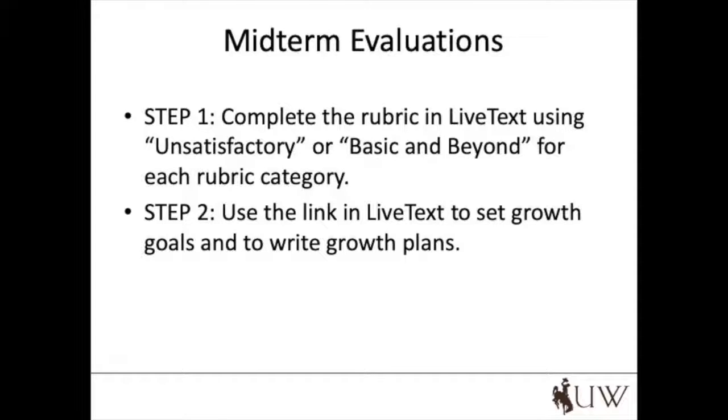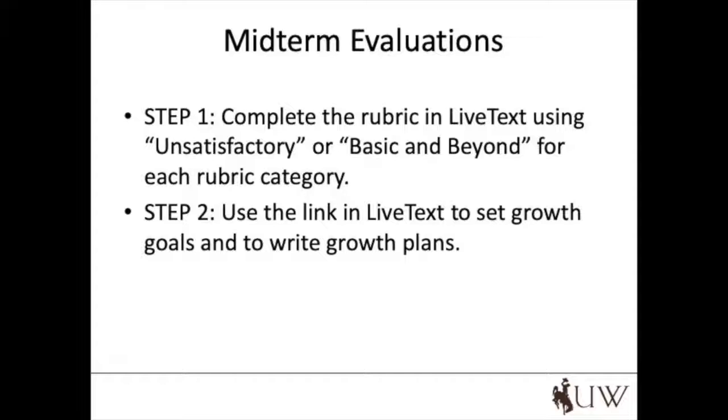If the student teacher has not yet had the opportunity to perform on a specific category, the mentor teacher should choose NA for not applicable. Step 2 is to set growth goals and to write concise growth plans. Within this rubric on LiveText, mentor teachers will be provided with a link to use to set growth goals and to write plans for addressing these goals during the remainder of student teaching. In collaboration with the student teacher, the mentor teacher should choose 3 to 5 specific rubric categories that will serve as growth goals.